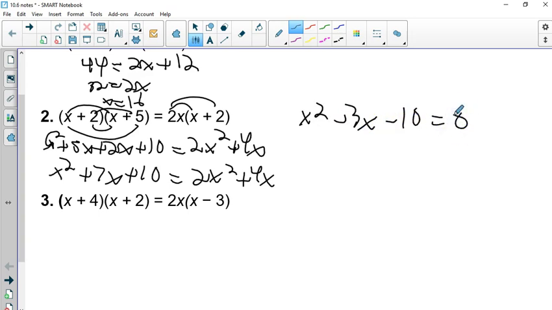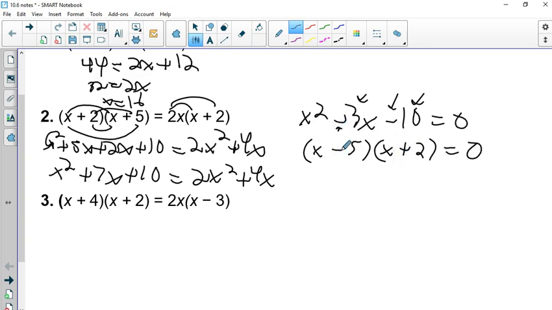And now, we need to factor. So remember factoring. We need two numbers that multiply to give me 10 that differ by 3. So that's going to be 5 and 2. 5 times 2 is 10, and 5 minus 2 is 3. But wait, we want a negative 3. So we want positive 2 minus 5.